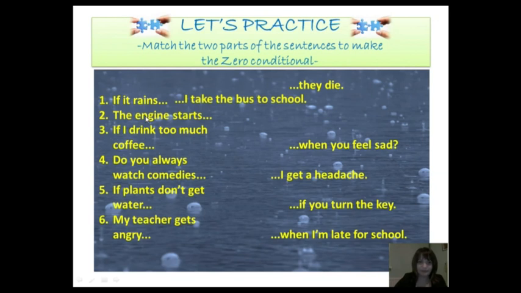Let's move on and look at sentence number 2. The engine starts. When does it start? When you feel sad? Of course not. What is it then? Excellent. If you turn the key.